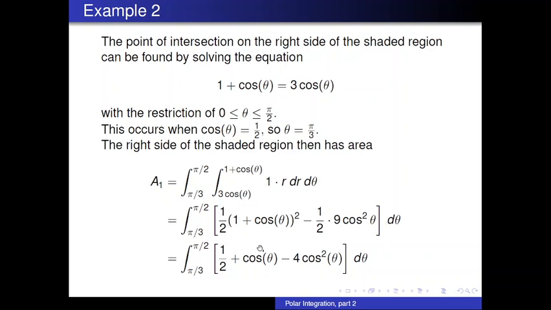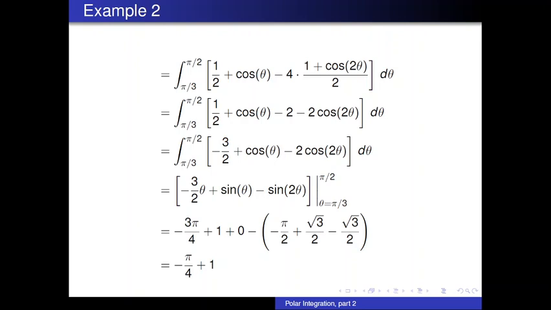So it turns out that the integrand becomes 1/2 plus cosine of theta minus 4 cosine squared of theta, and we will integrate this as theta goes from pi over 3 to pi over 2. It looks like we're going to have to use the half angle identity for cosine again. Those are rather ubiquitous with regards to polar coordinates. If you forgot what those were, you probably will remember them by the end of your homework. Anyway, we invoke that and turn 4 cosine squared theta into 4 times (1 plus cosine of 2 theta) all divided by 2.